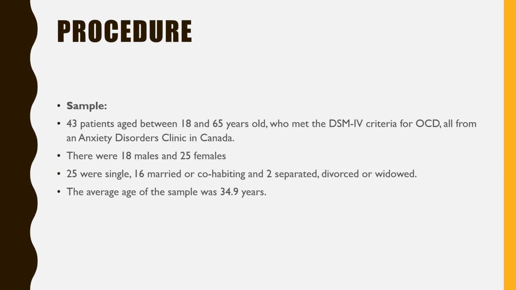The gender split was fairly representative, so 18 males and 25 females. And in terms of their day-to-day life and lifestyle, 25 were single, 16 were married or cohabiting with their partner, 2 were either separated, divorced or widowed, with the average age overall for the sample being 34.9 years.